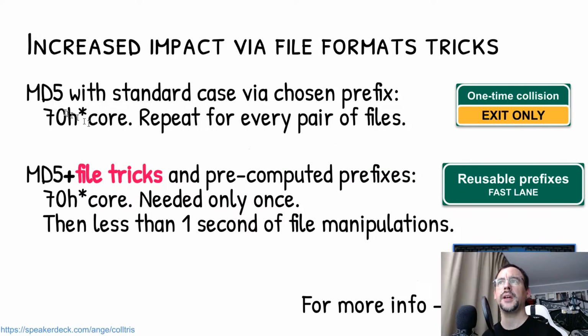So the idea is for a standard case via just chosen prefix, you take some computation, but you have to repeat it for every pair of files. While in the case of MD5 and some file tricks, you can pre-compute prefixes, which may take the same time, but maybe needed only once. And then you just need to redo some file manipulation with new files to do a new pair of colliding files. So basically, some file tricks and some clever thinking, and then you have a reusable thing. You can reuse that for any pair of files.